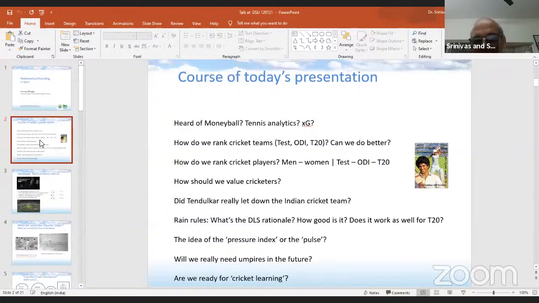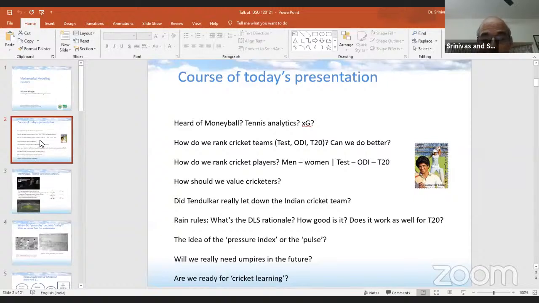Then another intriguing idea, which we call a pressure index, or we want to call it pulse, which is again mathematical modeling. Incidentally, the work I'm going to talk about was done by a friend of mine, who's also the director of the Chennai Mathematical Institute, Dr. Rajiv Karandikar. And then some intriguing but truthful questions. Are we really going to need umpires in the future? My answer is no, but you'll have to wait and see. All of you are pretty young, so you'll be around when the umpire will be either a joker or non-existent.